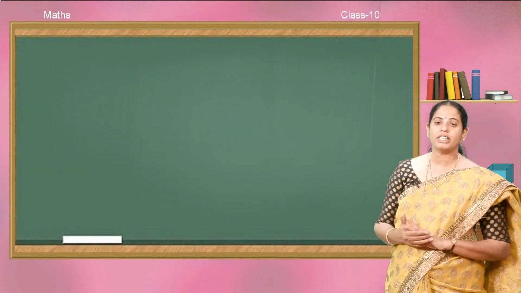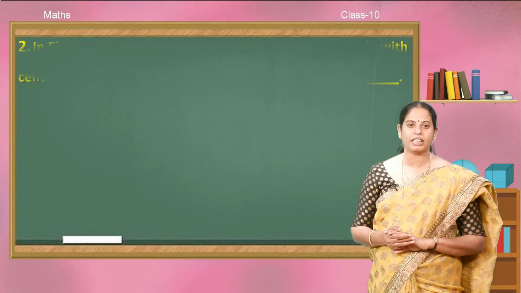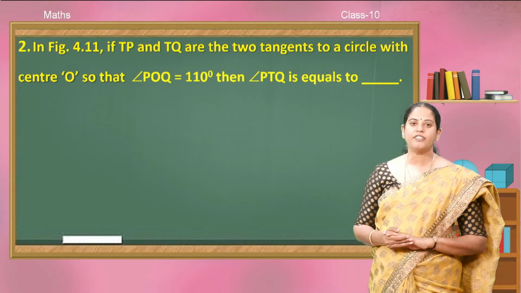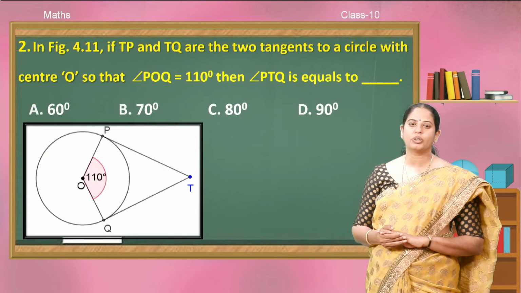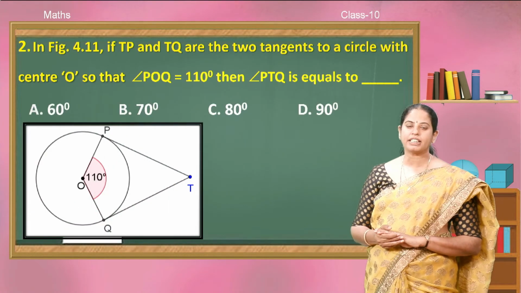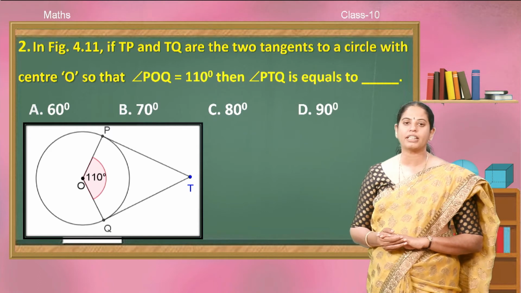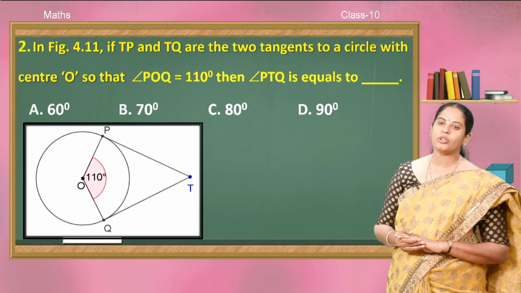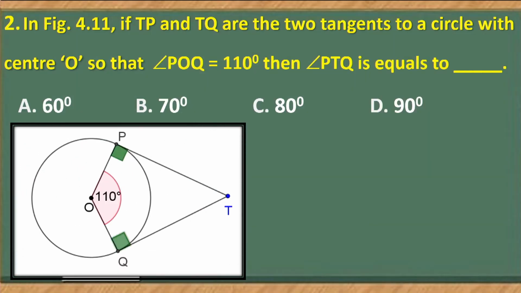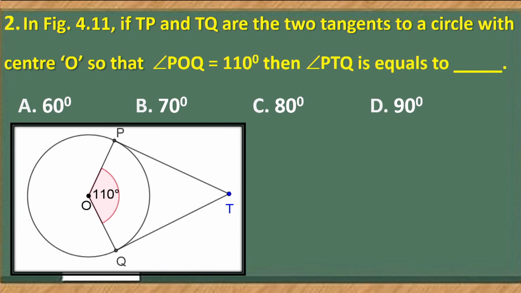Let us look into the second problem in exercise 4.2. In figure 4.11, if TP and TQ are the two tangents to a circle with center O, so that angle POQ equals 110 degree, then angle PTQ is equal to dash. So, here according to the statement we have this figure. They have given the angle POQ, we have to find angle PTQ.